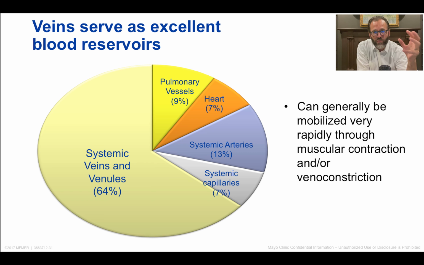And so that's a tremendous amount of blood volume that can be mobilized centrally and pushed into the arterial circulation on an as-needed basis, should you have the need to increase preload and subsequently increase cardiac output. And so the easiest way to mobilize that really is through muscular contraction.